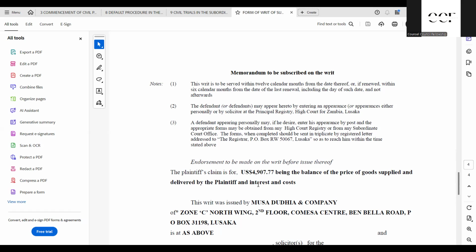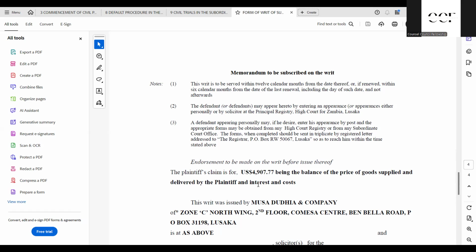But if it so happens you're in a situation where even those days will not be enough for you to make it, you can enter appearance by way of post. You can use post and then you enter appearance. And this is the whole purpose. This is the instruction that is given under this particular memorandum to be subscribed on the writ. This is how the writ of summons is instructive.